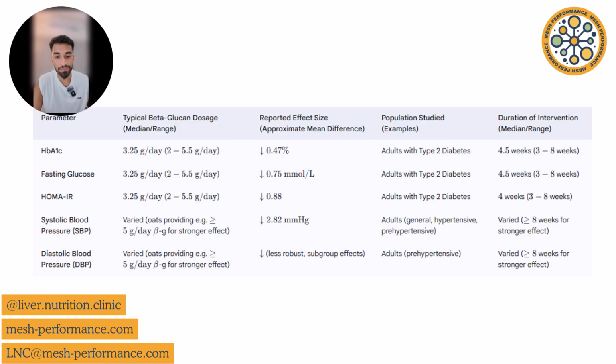They found a very small reduction in HbA1c. This is one of the markers of diabetes. And they saw a small reduction in fasting glucose. When testing for insulin resistance in this patient group, they saw another small, although non-significant, reduction in fasting glucose and insulin resistance.